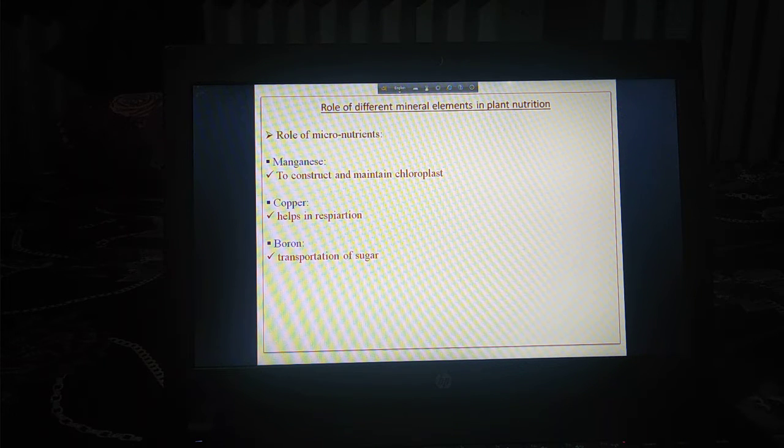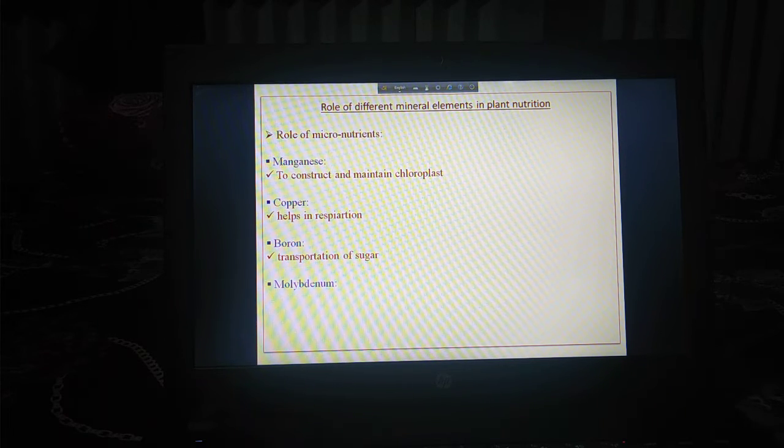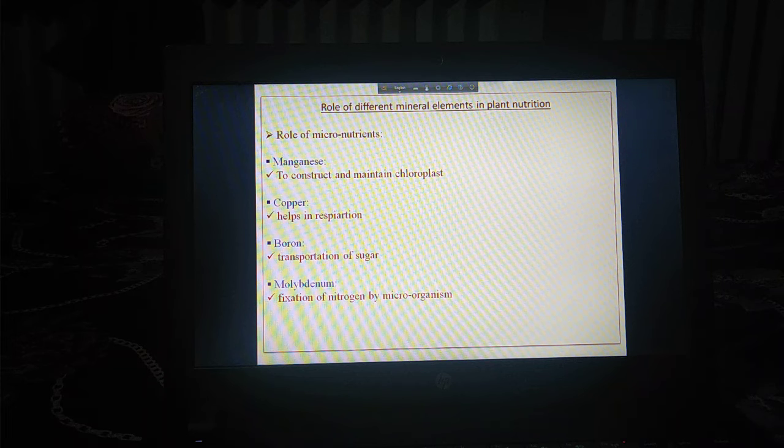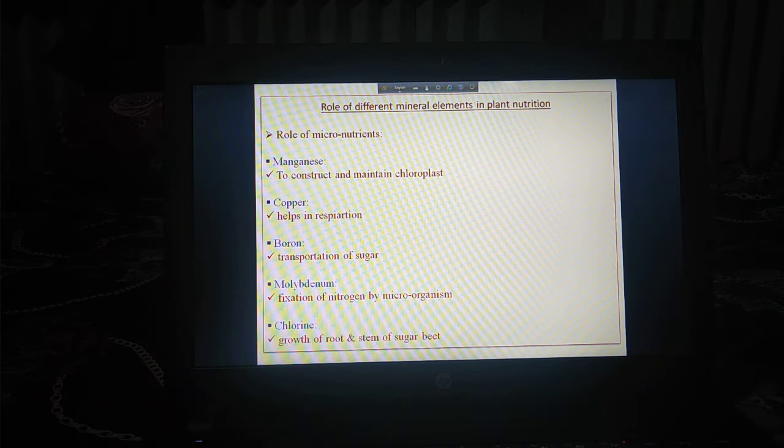And this point is very much important for your MCQ. So which of the following component or nutrient plays the important role for the transportation of sugar? So at that time you have to write down the name of boron. Now molybdenum, fixation of nitrogen by microorganism. You know that different kinds of microorganism in case of leguminous plant plays the important role for the fixation of nitrogen. So at that time molybdenum plays the important role. This is also very important for your MCQ. Now chlorine, chlorine helps for the growth of root and stem of sugar beet.